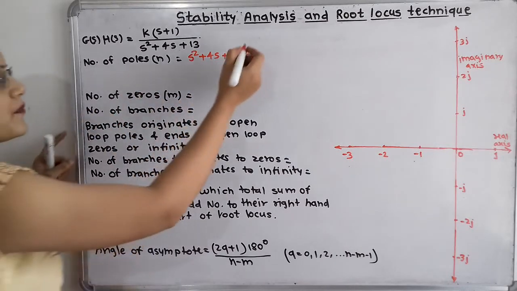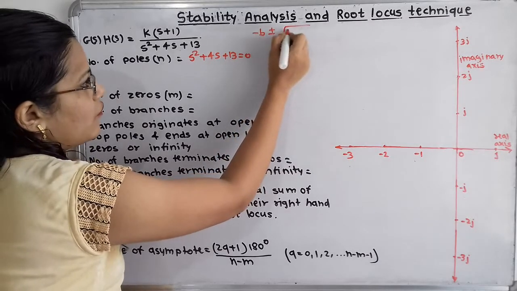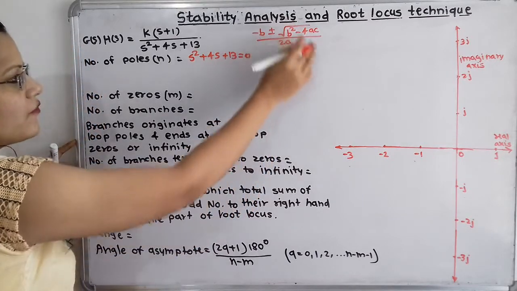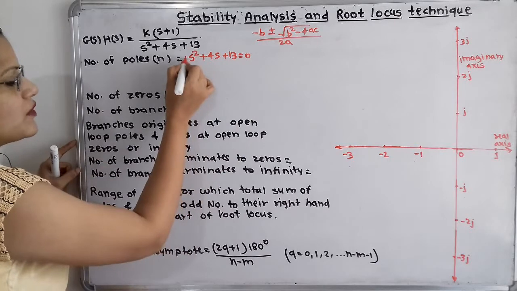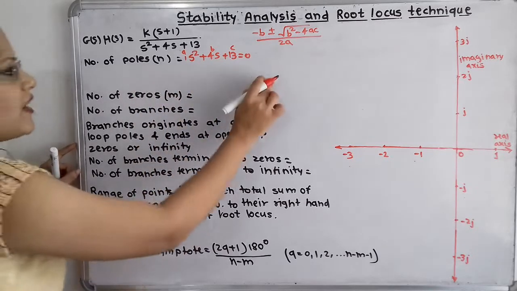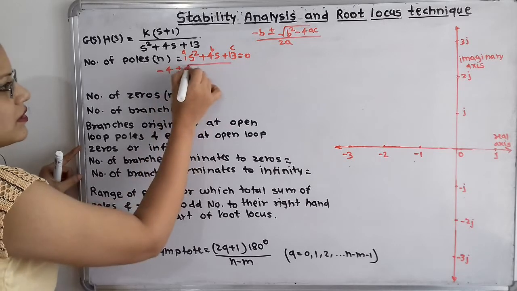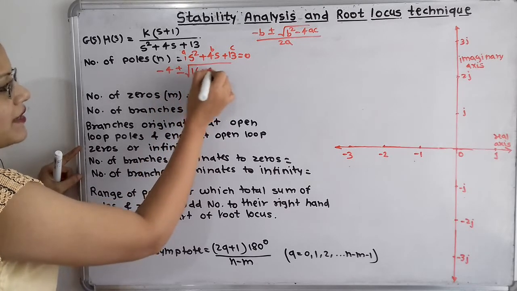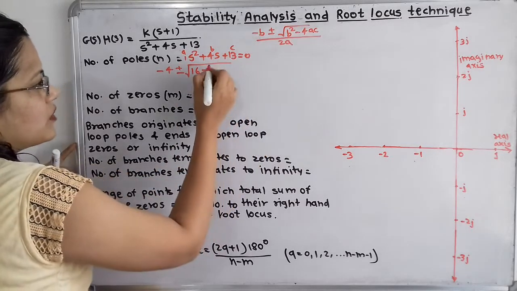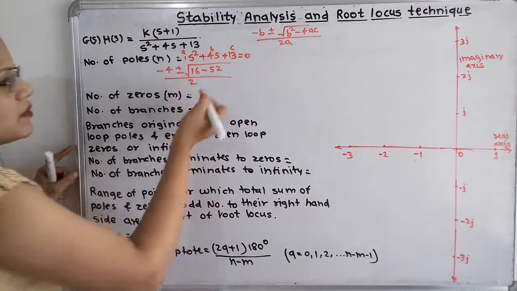So what is the formula? This is a second order equation, so the formula is minus b plus minus under root of b square minus 4ac divided by 2a. Now we will put the value. What are a, b, c? Coefficient of s square is a, coefficient of s is b and 13 is c. If I put the value, then minus b, that is minus 4, plus minus under root of b square, that is 16, minus 4ac. So a is 1, c is 13 and here is 4, that is 52, divided by 2a. So 2a is nothing but 2.